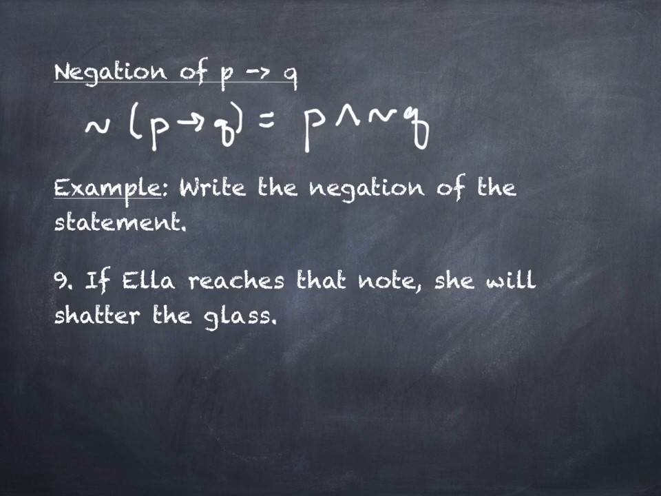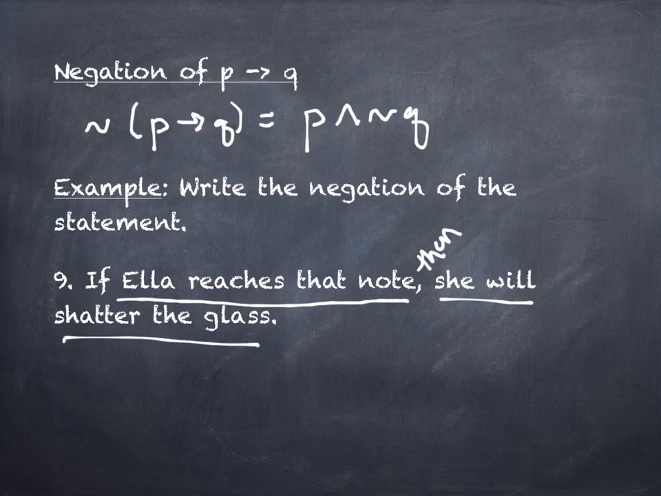All right, so here are my two statements. I've got a statement that says, Ella reaches that note. And I don't actually have the word "then," but you know it goes here, right? There's the word "then." And the second statement is, she will shatter the glass. So if Ella reaches the note, she will shatter the glass. So the negation for this keeps the first part the same, which means the first thing I write down is what?